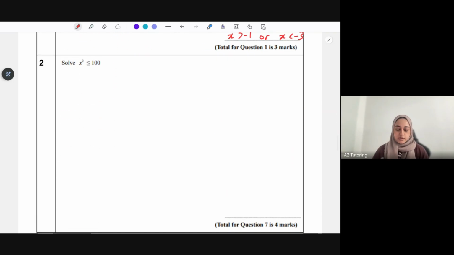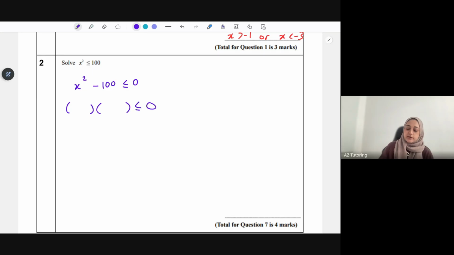Let's do another one. Solve x squared is less than or equal to 100. So remember, quadratics have to equal 0 to solve it. So let's bring the 100 over to get x squared minus 100 is less than or equal to 0. So we've brought it over to the left-hand side. And we want to solve it when it's less than or equal to 0.